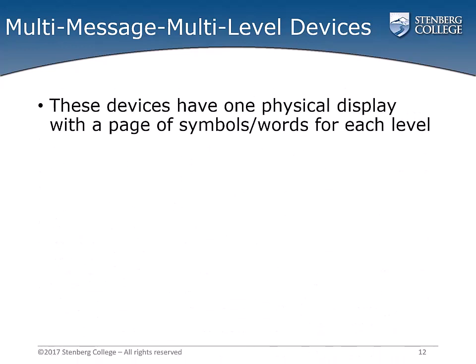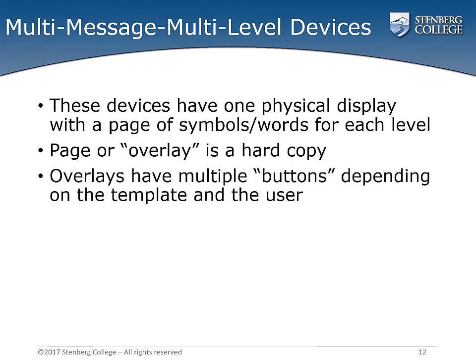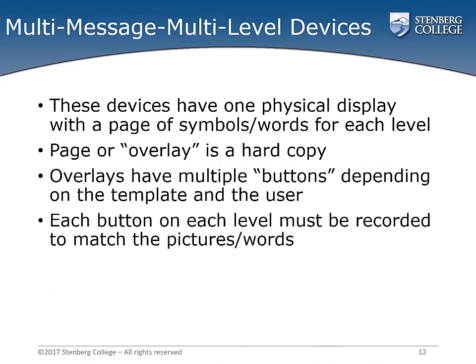These have a single physical display with a page of symbols and/or words for each level. This page is a paper overlay, which is inserted into the device. Each level of the device would require a separate overlay, and each button on each level would need to be recorded individually to match the symbols or words. If you want to change levels, you would need to change the overlay to match.